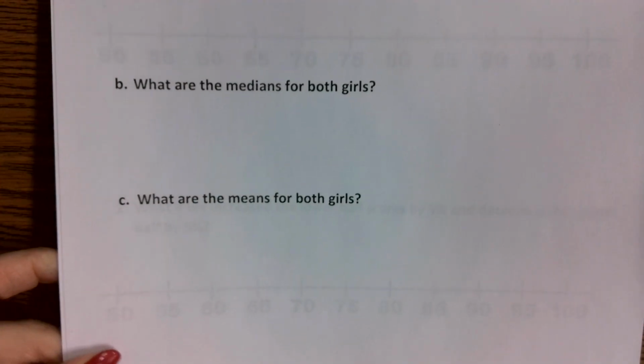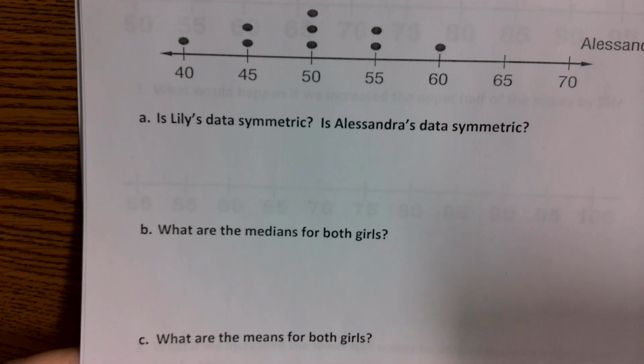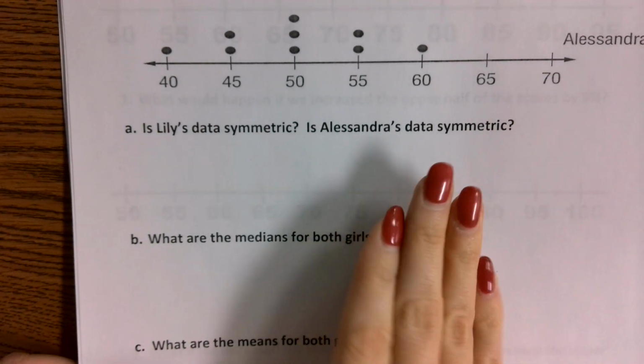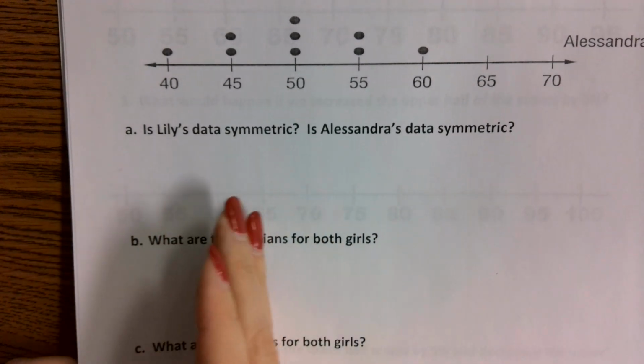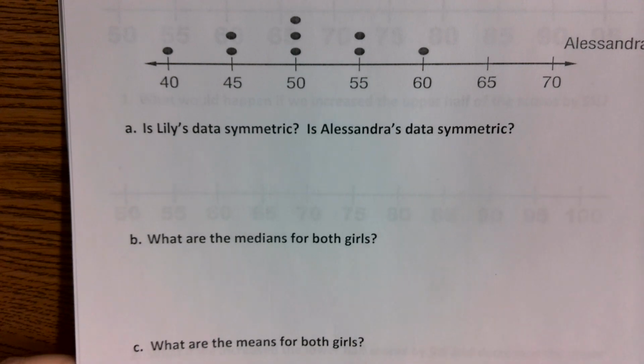Okay? And remember what we said about symmetry. If it is symmetrical, mean and median will be the same. If it is not symmetrical, then you need to look at how it's spread. Is it more spread to the left? That would mean mean is smaller. Is it more spread to the right? That means mean would be bigger.